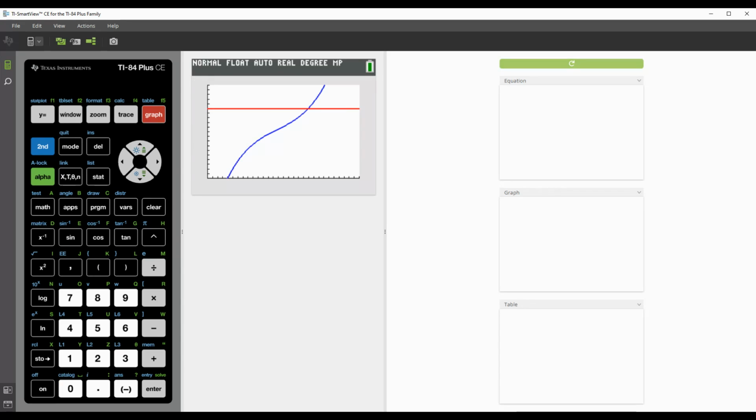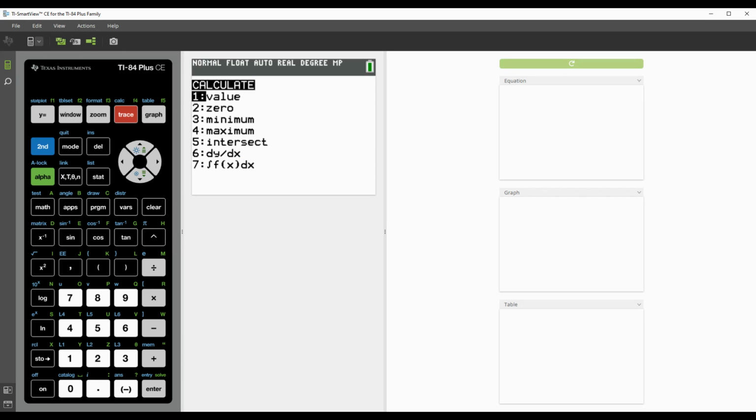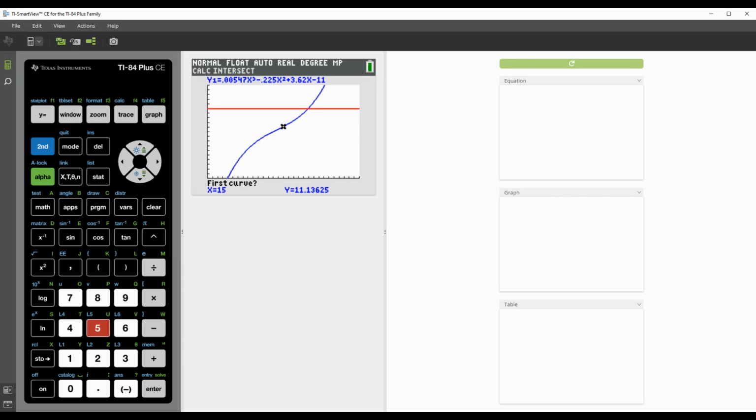Okay. Once you see it, you can use your intersect function, which is at calc, so second trace, which is where you get your calc. Intersect is number 5. You can either scroll down or you can just use the 5 button. It's going to ask you 3 questions. Is this the first of the 2 things you're trying to intersect? And you just hit enter. And it'll say, is this the second? And this is only an important question if you have more than 2 lines. But we only have 2. And it asks you to make a guess, which is also important if you have more than one point of intersection, but we only have one, so we can just hit enter again.